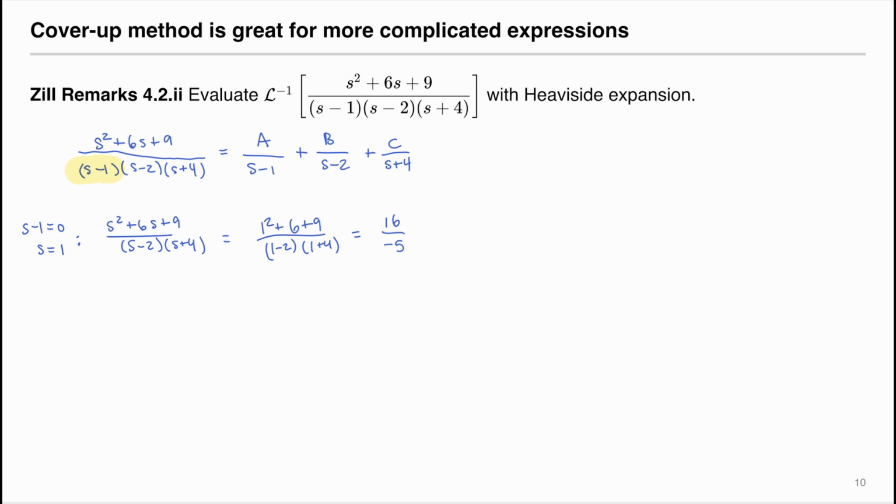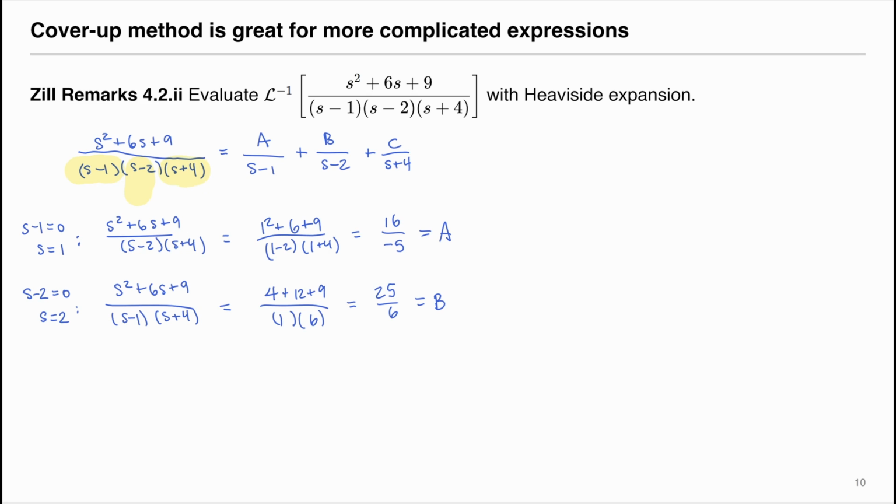And then let us cover up the second term. The first term is A. For the second term, we have s squared plus 6s minus 9 over (s minus 1) times (s plus 4), with s minus 2 being covered. We evaluate so that the cover-up term equals 0, so s should be 2. Evaluate at 2, we have 4 plus 12 minus 9 divided by 1 multiplied by 6. So we have 7 over 6, the second coefficient B.